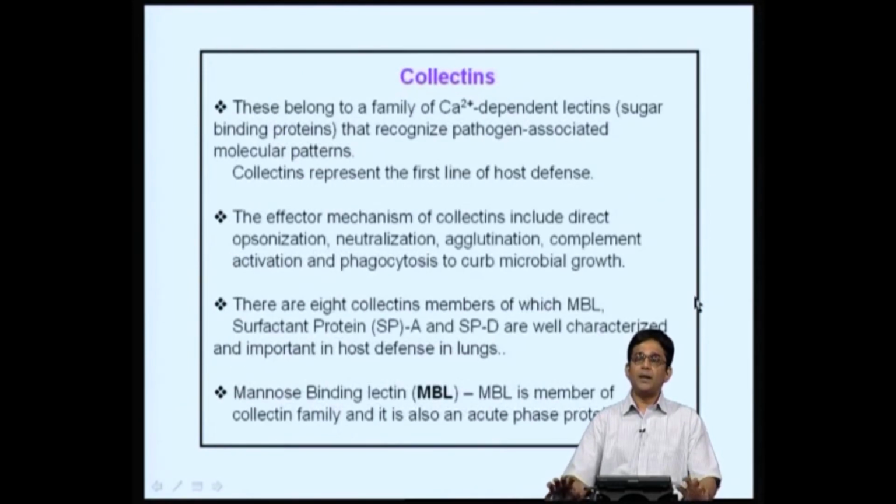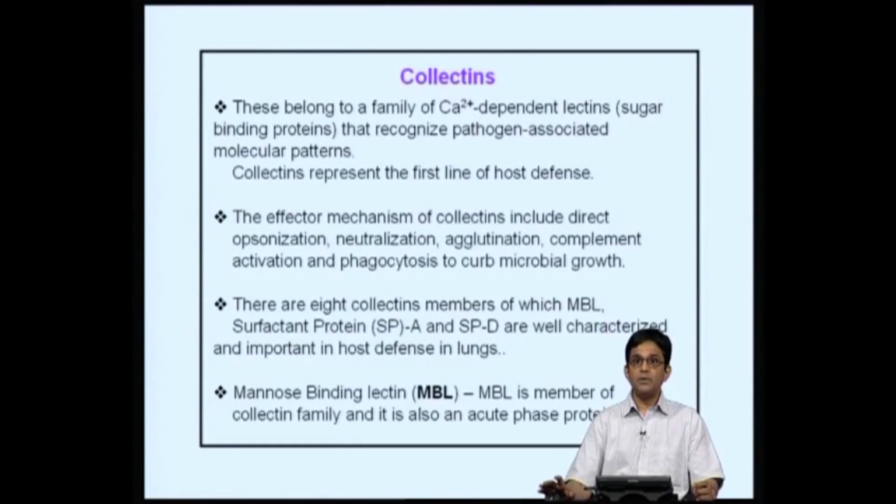Okay. There are other types of molecules, and we will briefly go over some of them, one of which is the collectins, which are calcium dependent lectins. What do we mean by lectins? These are sugar binding proteins that recognize pathogen associated molecular patterns. These are important because they are involved in direct opsonization. If you remember, opsonization is the process by which there is enhanced phagocytosis of opsonized bacteria or microbes, along with neutralization, agglutination, complement activation, and phagocytosis to curb microbial growth.